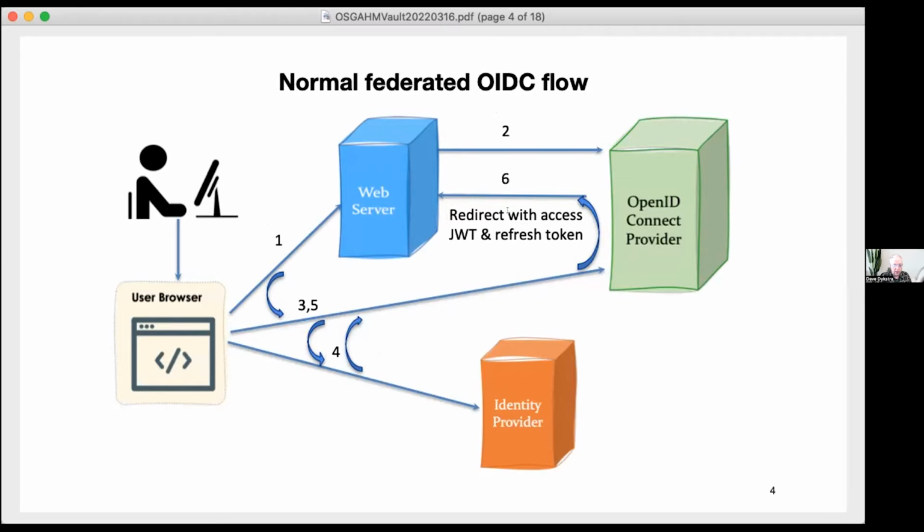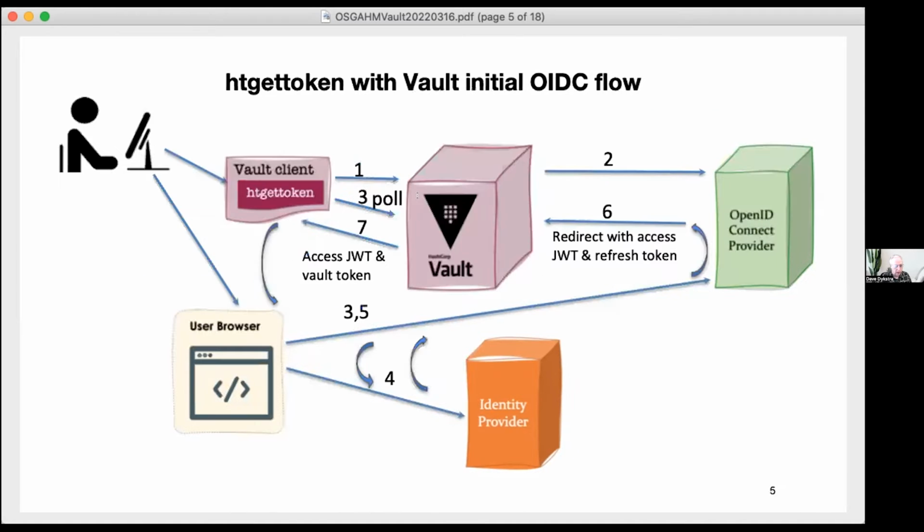And then the refresh token and access token get stored only in the web server and never even go to the user's browser. But with Vault and htgettoken, we replace that web server with a Vault server and the htgettoken client. We keep the refresh token inside Vault, Vault gives a token to access itself, and we pass the access token on to the client.